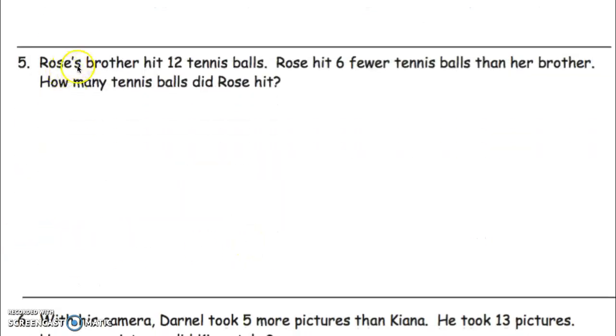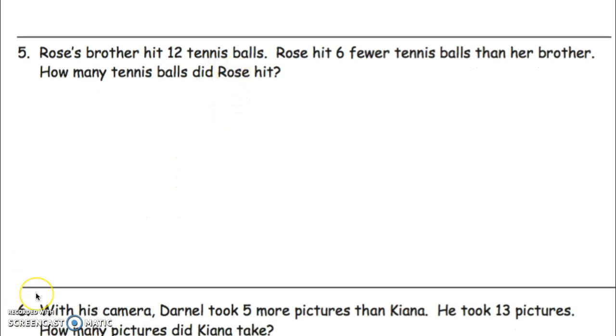Number 5, Rose's brother hit 12 tennis balls. Rose hit 6 fewer tennis balls than her brother. How many tennis balls did Rose hit? RDW, using a number sentence and a statement with the who, and this is Rose in the sentence.